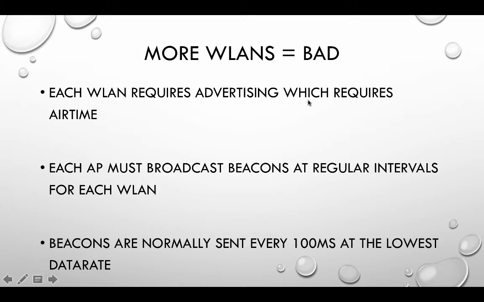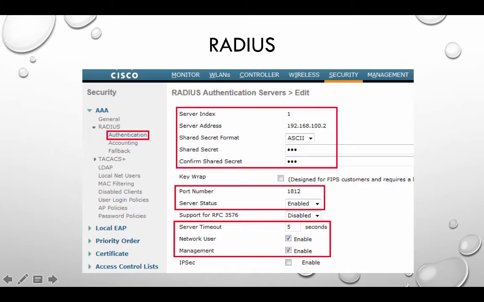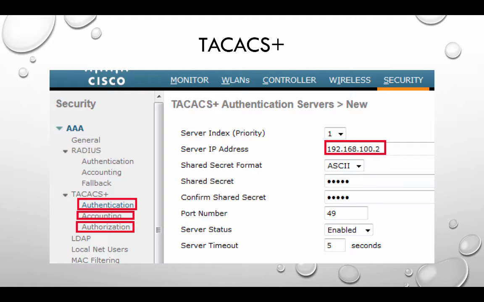After that, your book moves to another chapter and starts talking about authentication. Your two options are RADIUS and TACACS, and you need to know where in the GUI you can find those settings. Under the security tab on the left, you click on RADIUS, and then you can do your authentication and things like that. Now, there's RADIUS, and then there's what I've always pronounced TACACS plus.